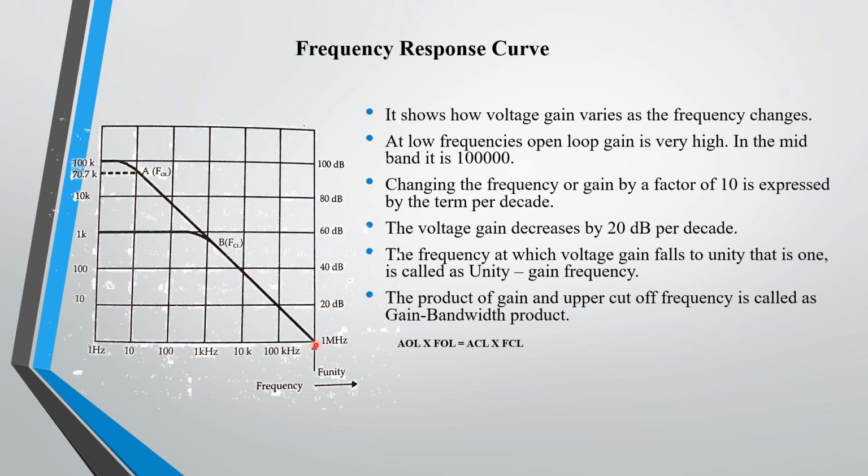The frequency at which the voltage gain falls to unity is called the unity gain frequency, and the product ACL into FCL, which is equal to AOL into FOL, is called the gain bandwidth product. For IC 741, this product is 1 megahertz, at which the unity gain frequency is observed. The bandwidth is equal to the upper cutoff frequency. So this is all about the characteristics of operational amplifier. Thank you.